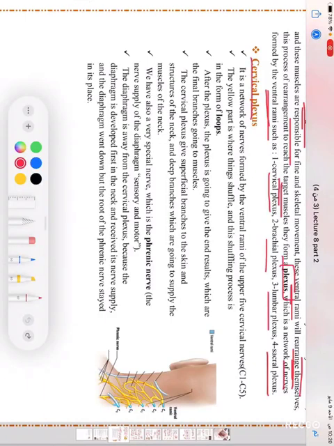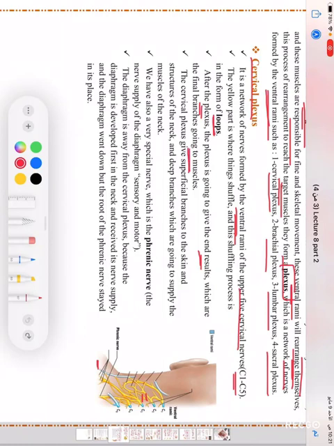Cervical plexus. It's a network of nerves formed by the ventral rami of the upper 5 cervical nerves. The yellow part here is where things shuffle, and this shuffling process is in the form of loops. Okay. After that, the plexus is going to give the end results. Okay. راح تعطينا the end result which is here, which are the fine branches going to muscles.